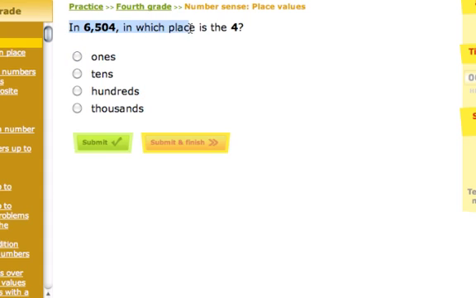In this exercise, it says, in 6,504, in which place is the 4? Well, we just need to remember our place values. Remember, we start from right to left, and the first place value is, of course, the ones place, which we find a 4. Isn't that nice? We're looking for the 4. So let's put a ones. The 4 is in the ones place.